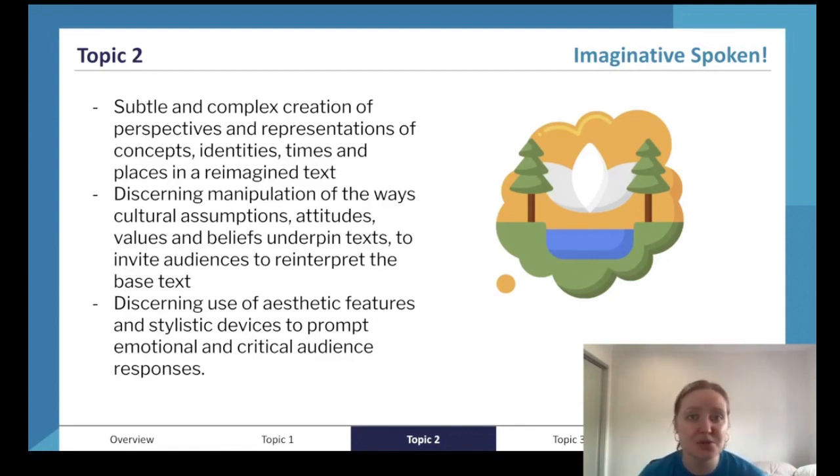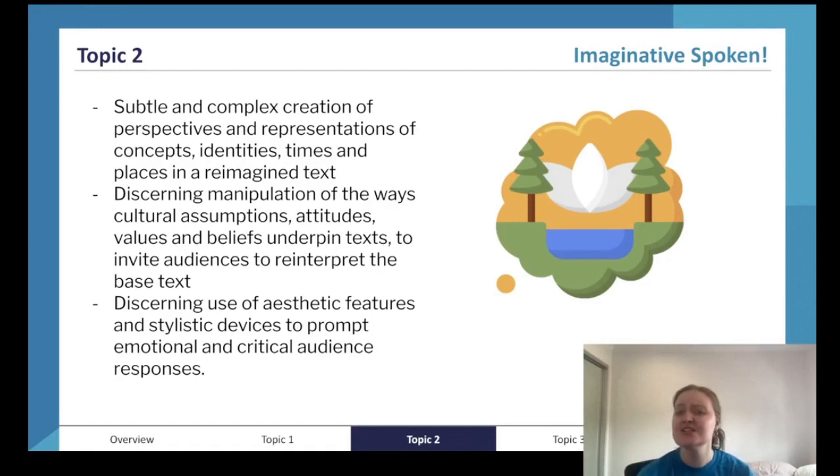So when they say subtle, they don't just want you to say, women deserve rights. Yes, they do, but why are you telling me this? Why are you saying it that blatantly, that bluntly? You need to come up with a more creative way of proving that point throughout your piece. The complex creation means that you're not just using one aesthetic feature to prove it, one stylistic device, one character to make this point. You need to be weaving multiple of those together to prove the same point.